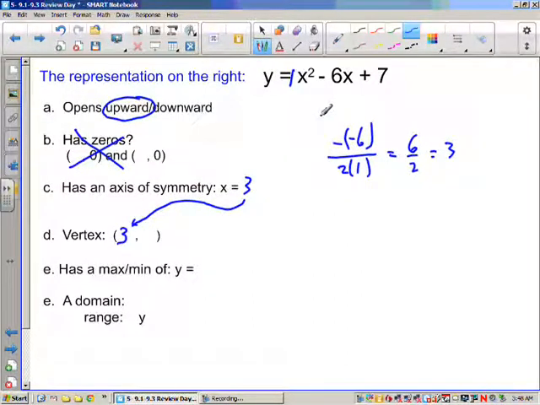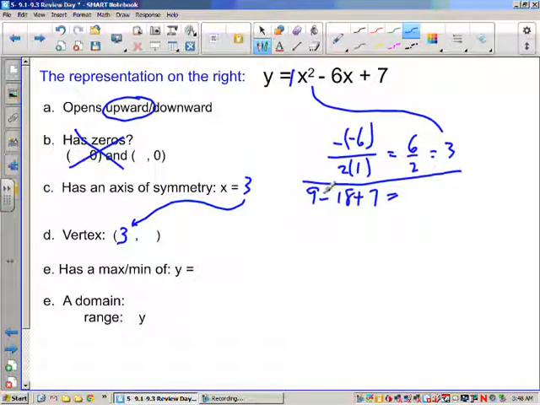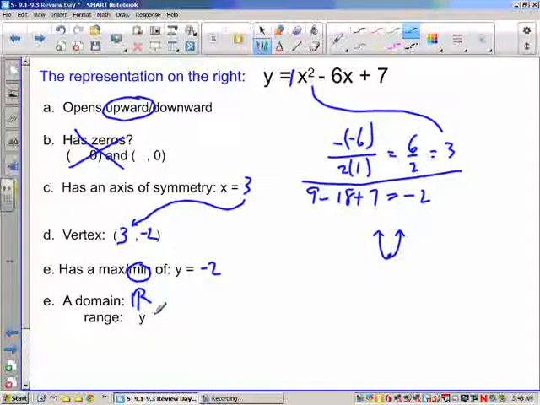We find our k by plugging in the 3. We get, I'll do the math in my head here, 9 minus 18 plus 7. So 9 minus 18 is negative 9, plus 7 is negative 2. Because this parabola looks like a U, it's going to have a minimum down at the bottom. And that value is negative 2 for y. Domain is all reals, and the range is greater than or equal to negative 2.